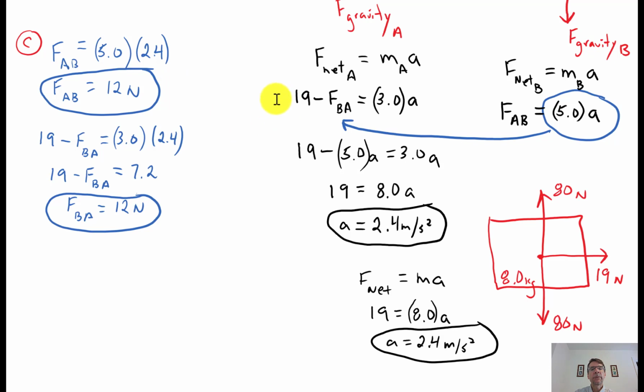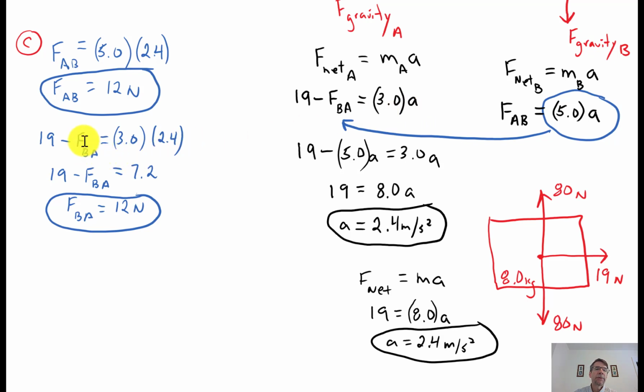Then I took this equation right here, brought it over here and just plugged in the 2.4 for a. And I get the same answer. In other words, the 19 newtons here minus F sub BA, which I'm looking for, equals 3 times the 2.4.